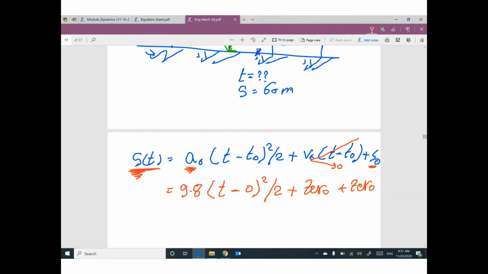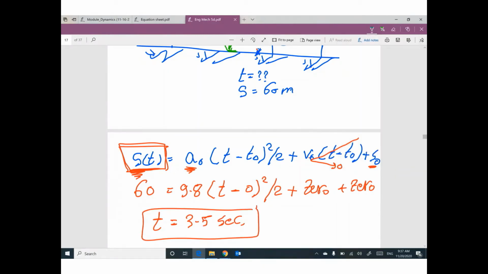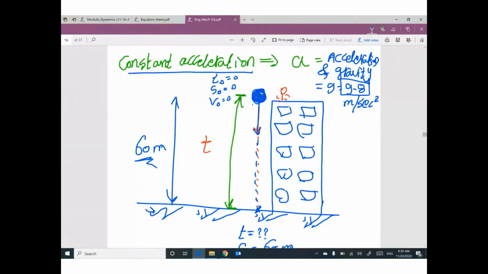And your final distance or final position is 60 meter. The only unknown in this equation is your time t. So I can figure out the value of t. Equal 3.5 seconds. Guys, make sure you are using the correct unit. This 60 in meter, this acceleration in meter per second square. That means your final value for t will be in second, because everything is in meter and second, so your final time will be in second. That means this ball will need 3.5 seconds to hit the ground surface.